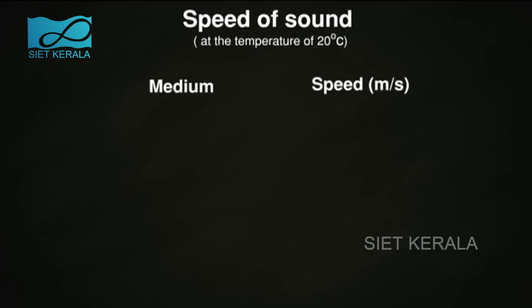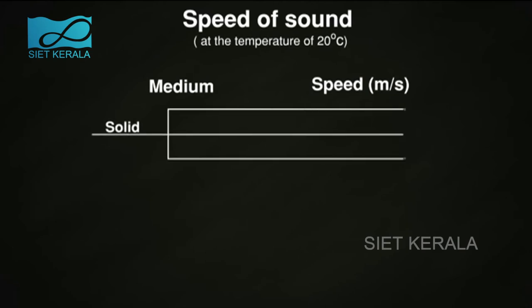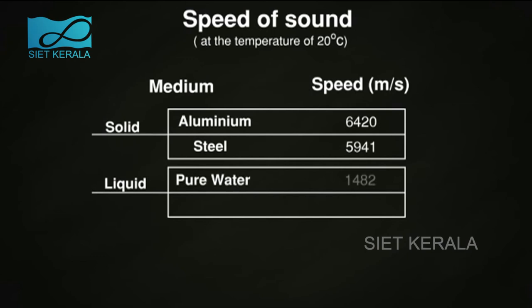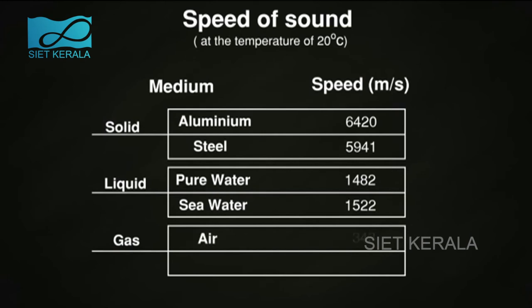Medium, solid, aluminium. Speed in meter per second, 6,420. Steel, 5,941. Medium, liquid, pure water, 1,482. Seawater, 1,522. Medium, gas, air, 343. Helium, 965 meter per second.